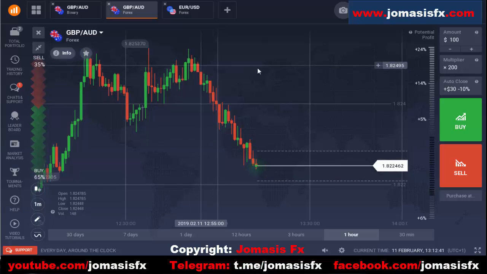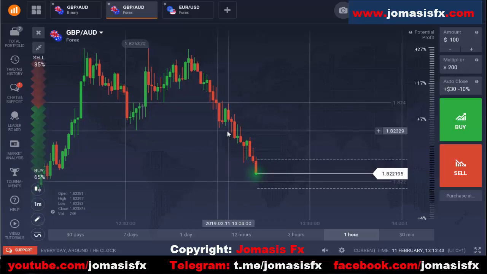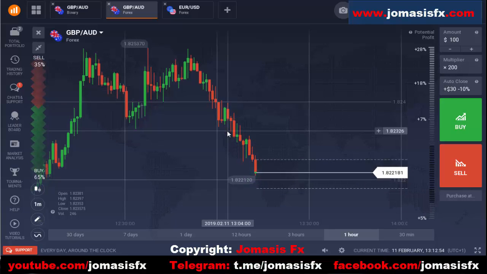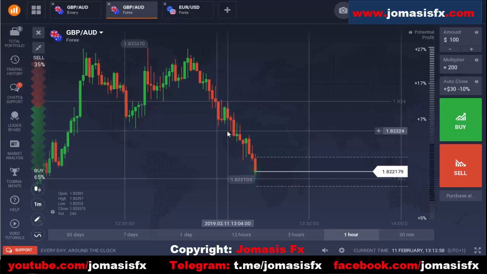That's how Forex works. That is the difference between Forex and binary options. Though there are more differences between the two, I think this is one of the basic differences between them.